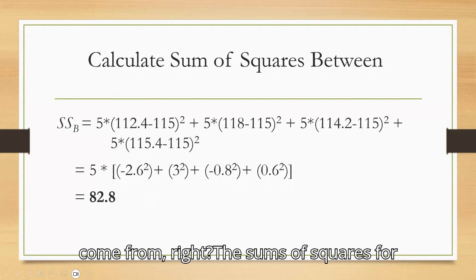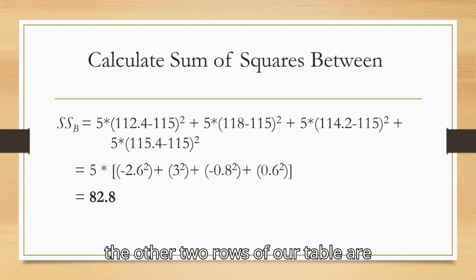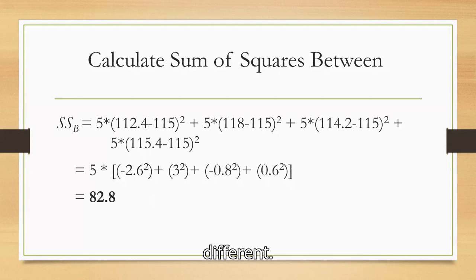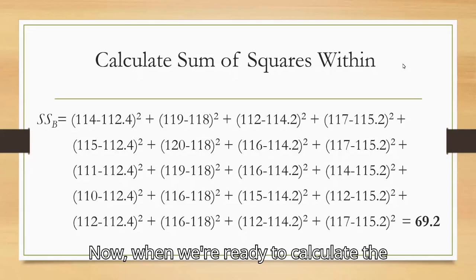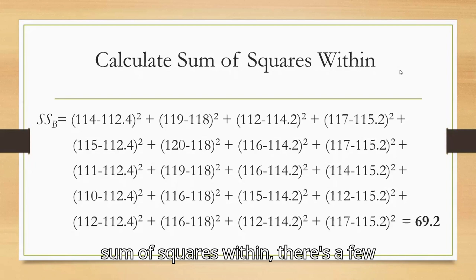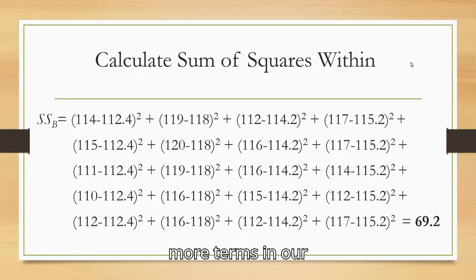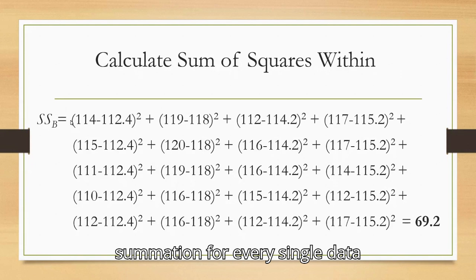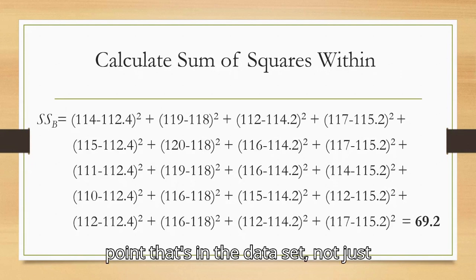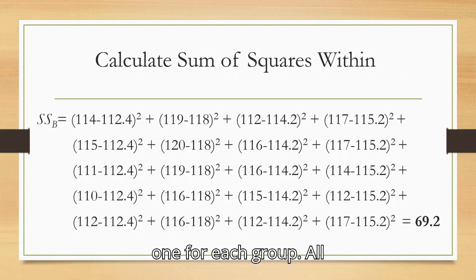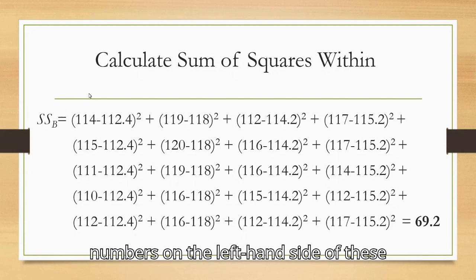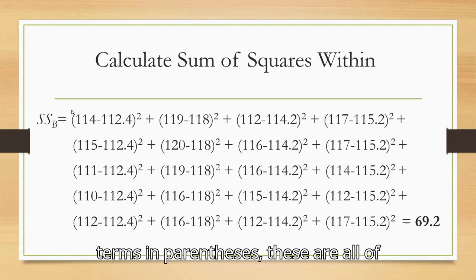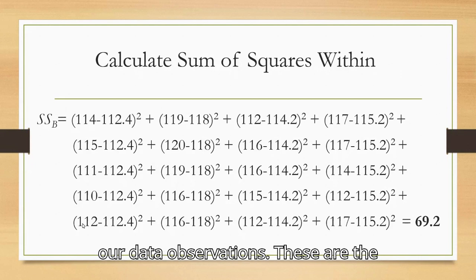Right, the sums of squares for the other 2 rows of our table are going to look similar but slightly different. Now, when we're ready to calculate the sum of squares within, there's a few more terms in our summation. We have a term in our summation for every single data point that's in the data set, not just one for each group. All right, so if you look carefully at these numbers on the left-hand side of these terms in parentheses, these are all of our data observations.